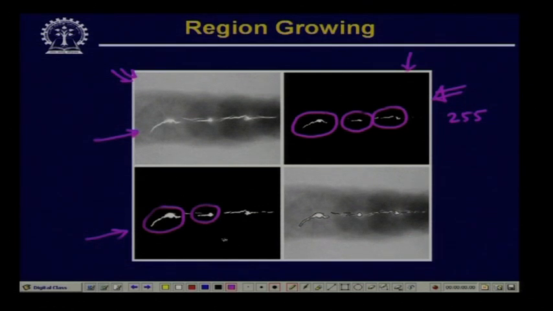So, if I superimpose the boundary of this grown region on this original X-ray image, this superposition output is shown on the bottom right image. Here you find that these are actually the boundary regions, which are superimposed on the original image. So, you find that your segmentation operation in this particular case is quite satisfactory. By using the similarity measure and incorporating it along with the region growing operation, we can have quite satisfactory segmentation.